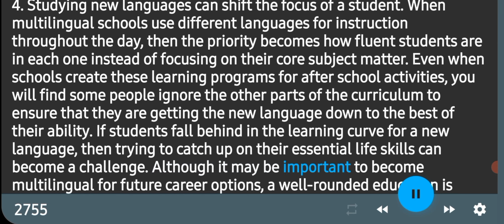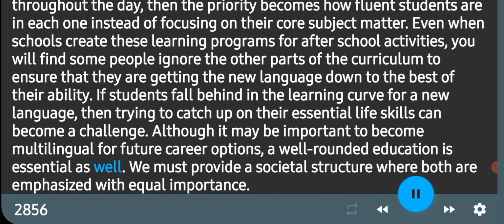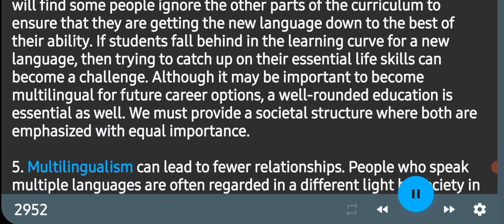Although it may be important to become multilingual for future career options, a well-rounded education is essential as well. We must provide a societal structure where both are emphasized with equal importance. 5. Multilingualism can lead to fewer relationships.